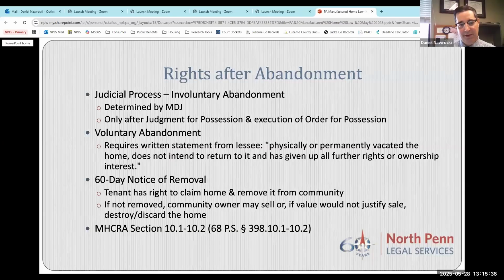And so when we talk about abandonment, there are two ways that a manufactured home becomes legally abandoned. One is voluntary abandonment. So if the resident just decides that they're going to leave, they have to provide something in writing saying that they are leaving, they're abandoning the home, they want nothing more to do with it, and the park owner can do whatever they please with it.